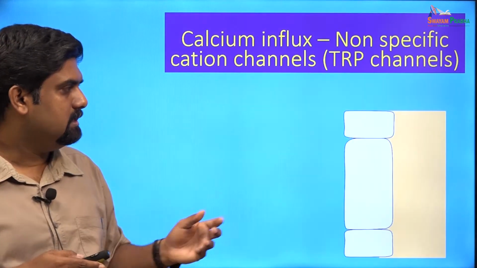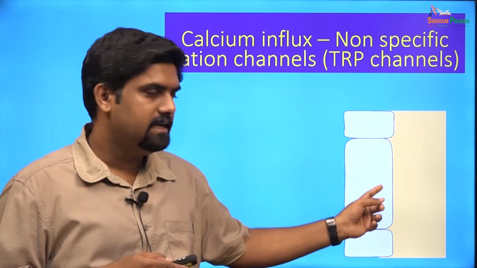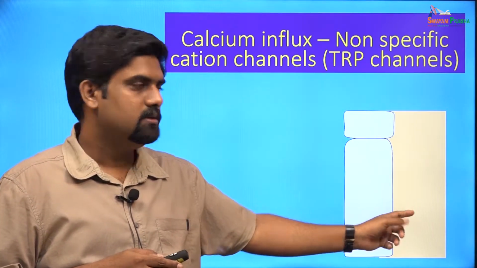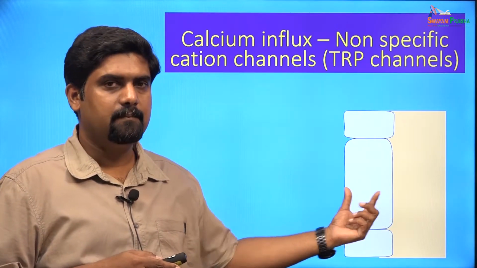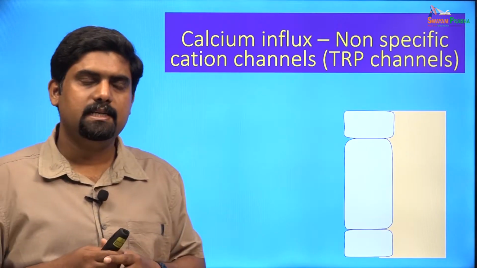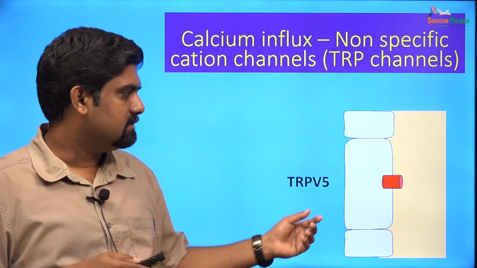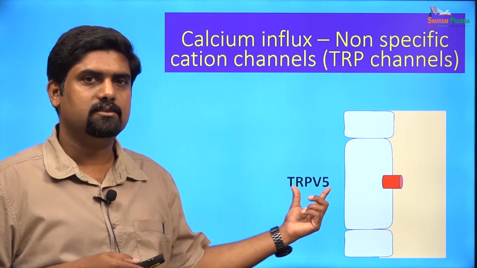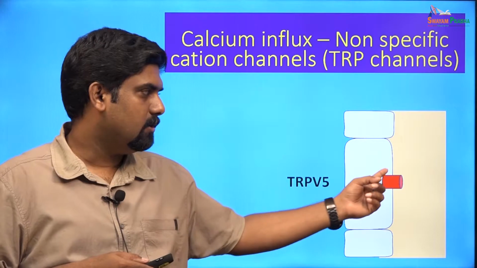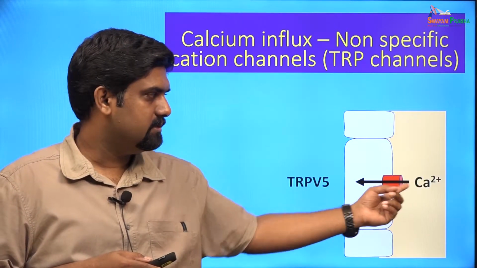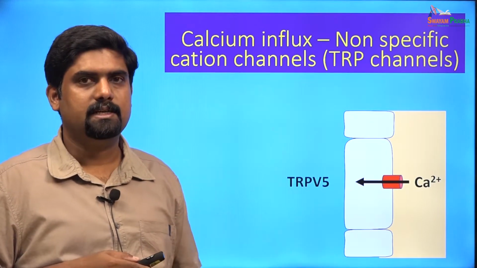So, here we see a cartoon of a renal tubular epithelial cell. This is the lumen of the renal tubule. This is the renal epithelial cell. So, we know that vitamin D causes calcium absorption from the renal tubules, and that is by insertion of a class of TRP channels known as TRPV5 on the apical surface of the renal epithelial cell. So, this favors calcium entry into the renal epithelial cell.